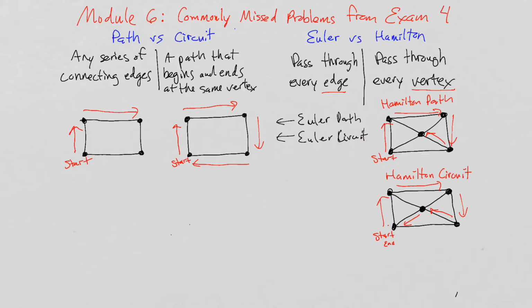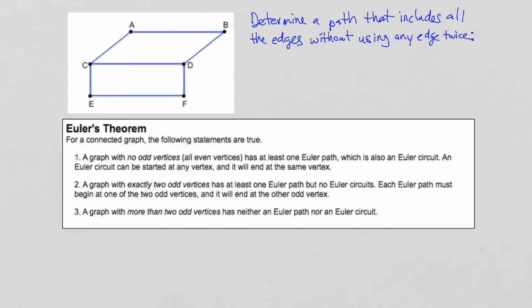Now, for Hamilton, we want to pass through every vertex. We do not have to pass through every edge. So if we start here, we go up to the right, down, and to the middle, and we've hit every one of the 5 vertices here. That is a path. A circuit, we have to end where we started, so we're going to go up, right, down, middle, and then back to where we started. And that would be the Hamilton circuit.